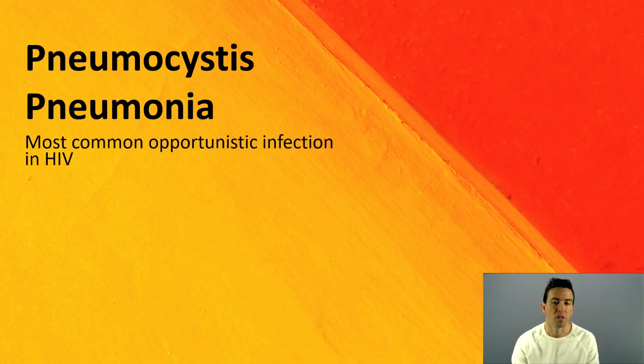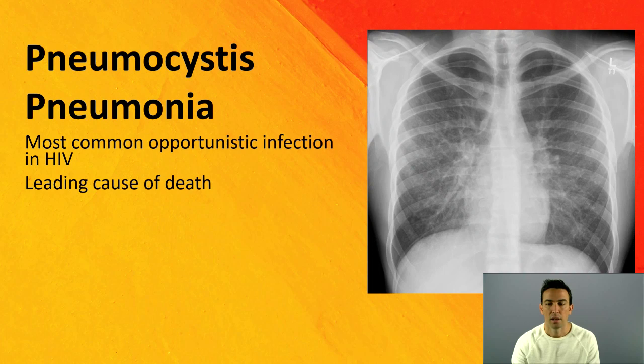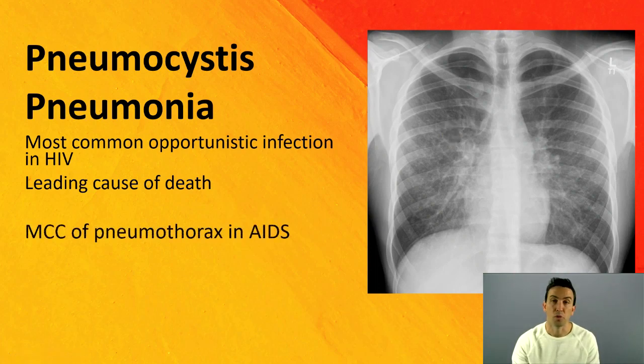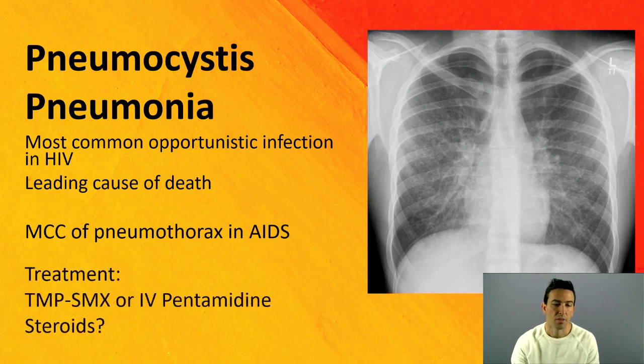So most common opportunistic infection in HIV. It is the leading cause of death. Your chest x-ray usually shows this bat wing-like appearance. So all this opacification in this area here, kind of on both sides, in the right clinical setting here. So immunocompromised patient, fever, shortness of breath, septic. This is what we're talking about. Most common cause of pneumothorax in AIDS patients is due to a pneumocystis pneumonia. And the treatment is typically moving forward with Bactrim or an IV pentamidine.